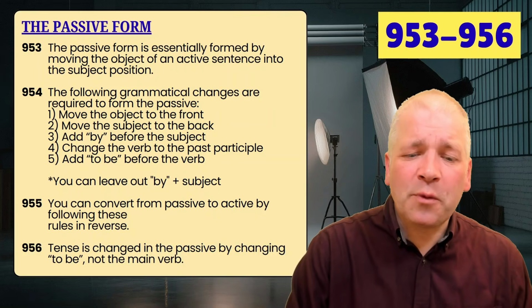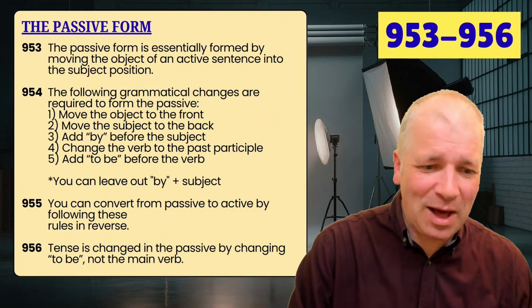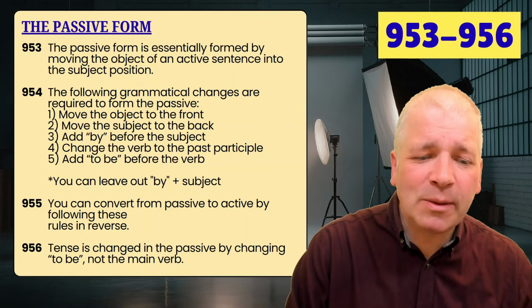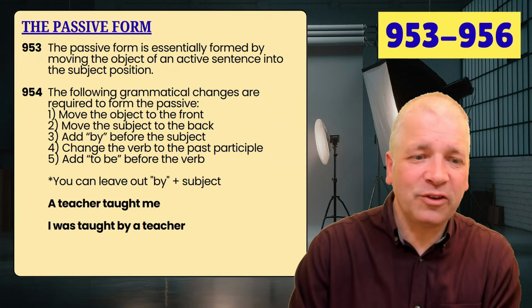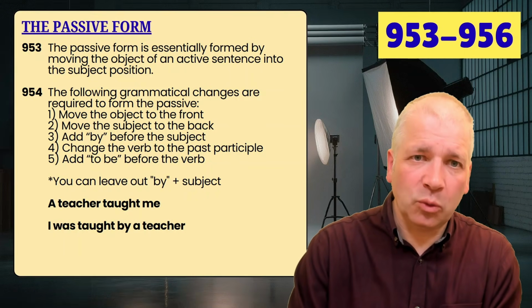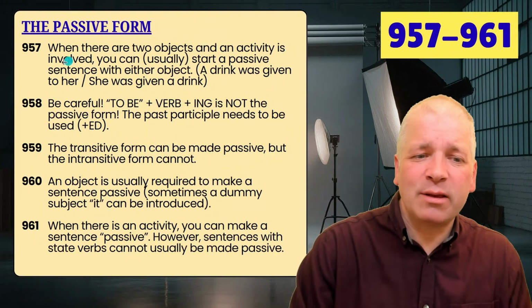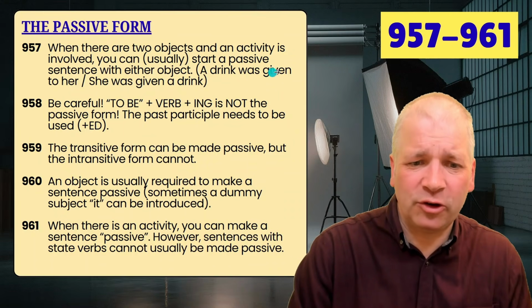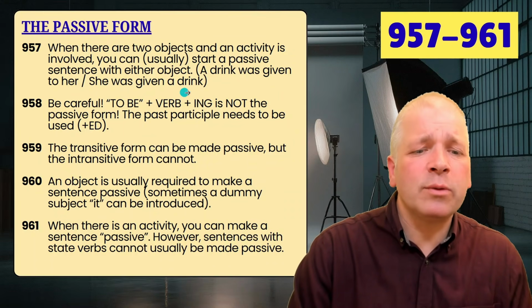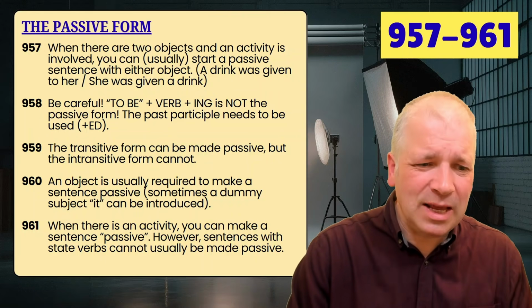You can convert from passive to active by following these rules in reverse as well. And the tense is changed in the passive by changing "to be", not the main verb. So "was" shows the tense here, not "taught". When there are two objects and an activity is involved, you can usually start a passive sentence with either object. A drink was given to her. She was given a drink. So notice both objects can be in either position.